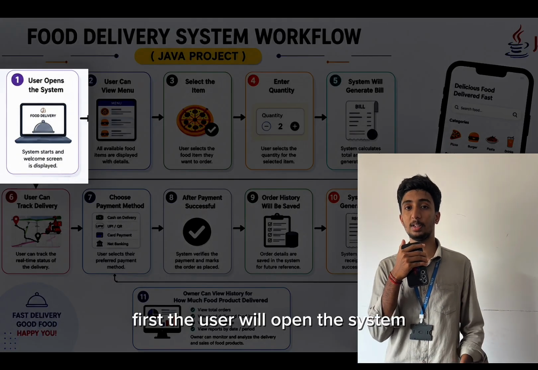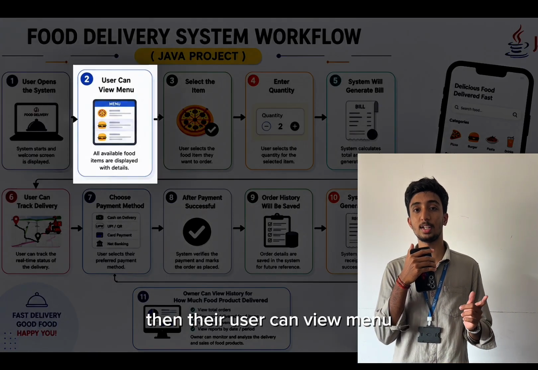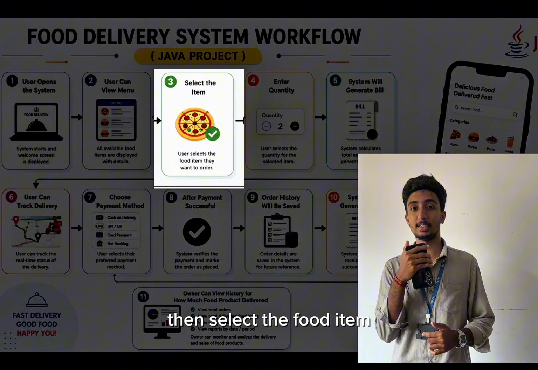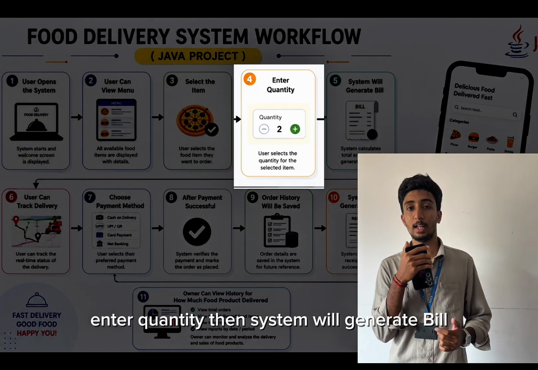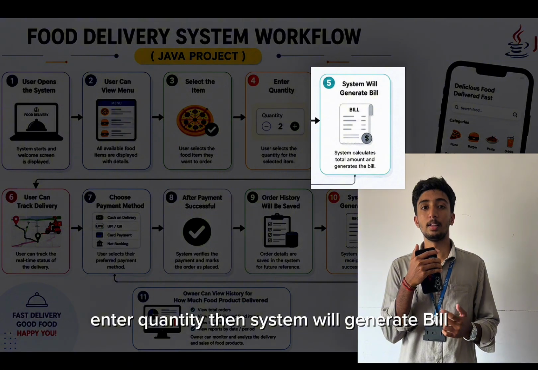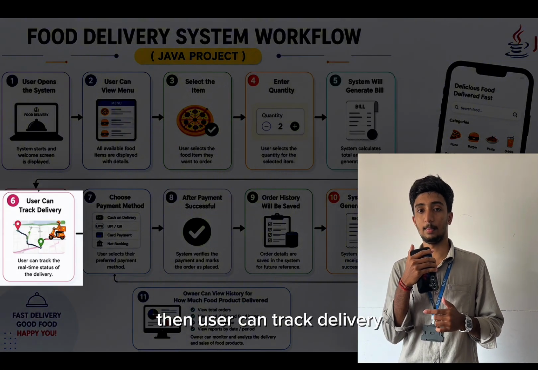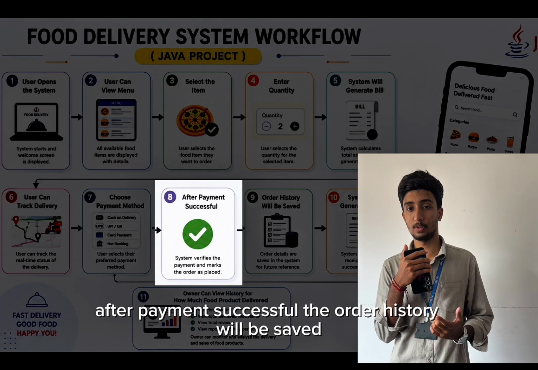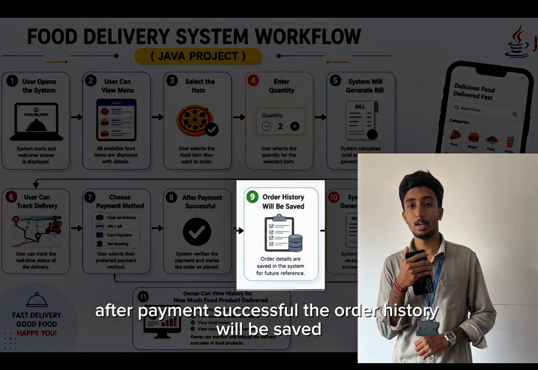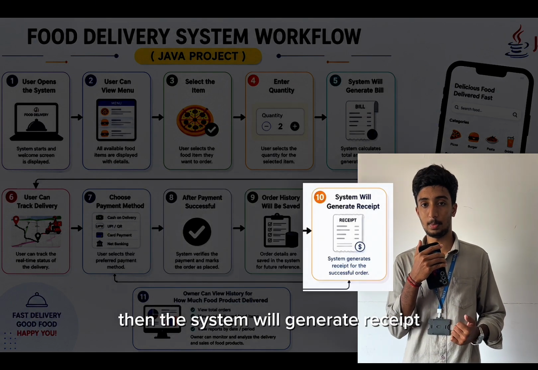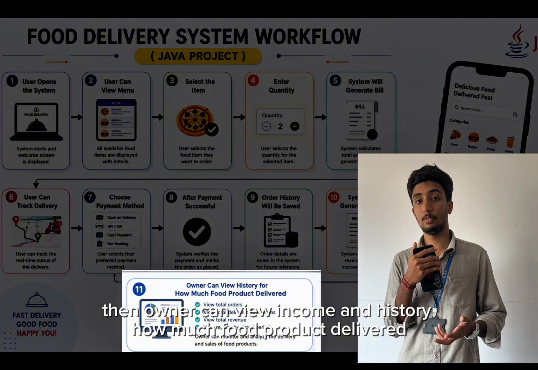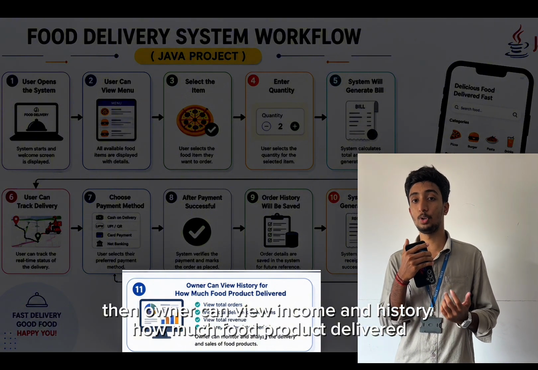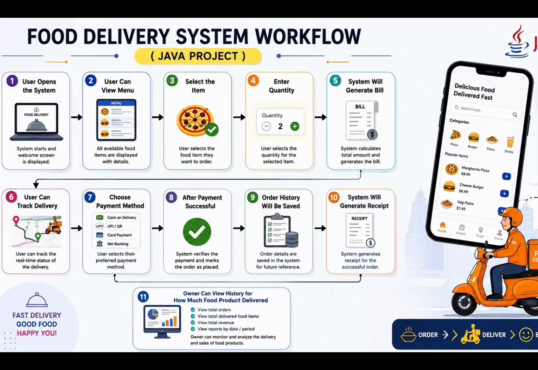I am going to explain the workflow of our system. First the user will open the system, then the user can view the menu, select the food item, enter quantity, then the system will generate the bill, then the user can track delivery. After that, the user will choose the payment method. After payment is successful, the order history will be saved. Then the system will generate a receipt. Then the owner can view income and history, and how much food product was delivered.